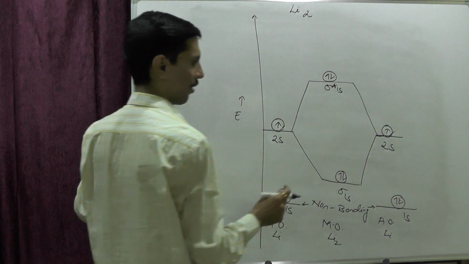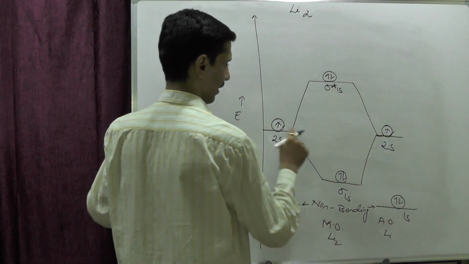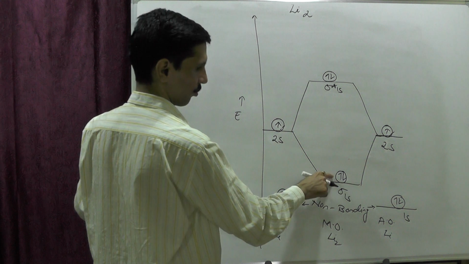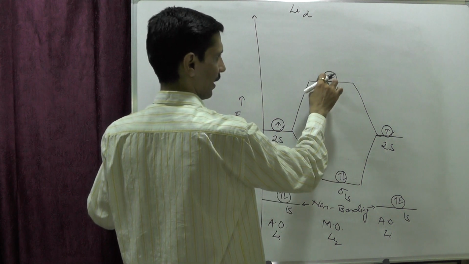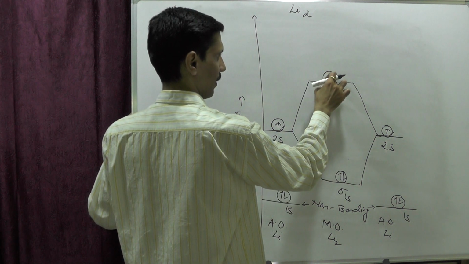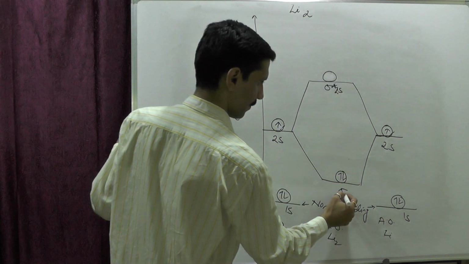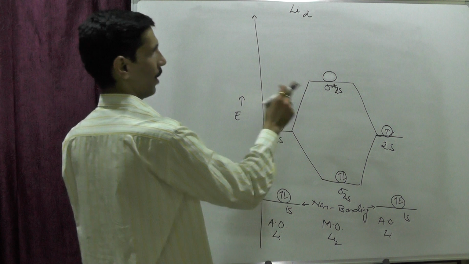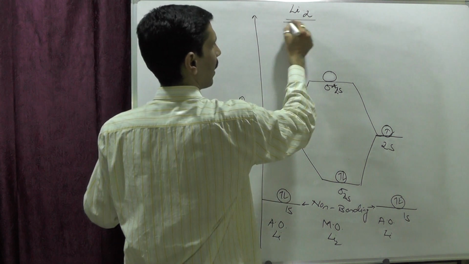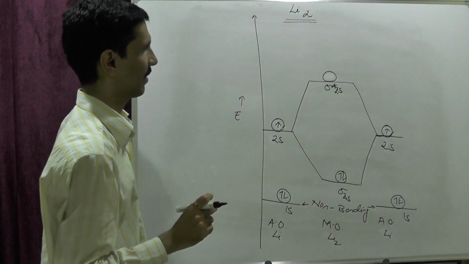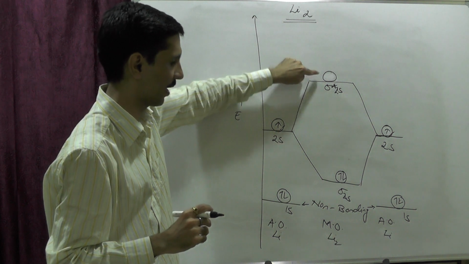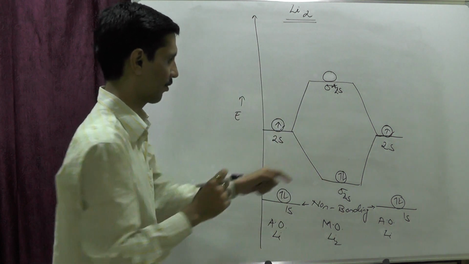And I have told you the formula, left plus right is going to be at the center, so that is 2 electrons, and this means that the sigma star 2s orbital is vacant. Sigma star 2s molecular orbital is vacant. Sigma 2s has 2 electrons.